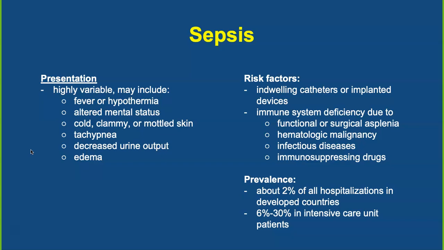Risk factors can include any source of infection, but in particular might be indwelling catheters or implanted devices. Anyone who is immunocompromised, whether it's due to asplenia, malignancy, specific infections like HIV, or immunosuppressing drugs like chronic corticosteroids, or high-dose corticosteroids, I should say. And the prevalence is about 2% of all hospitalizations in developed countries. Sepsis accounts for 6 to 30% of all ICU patients.